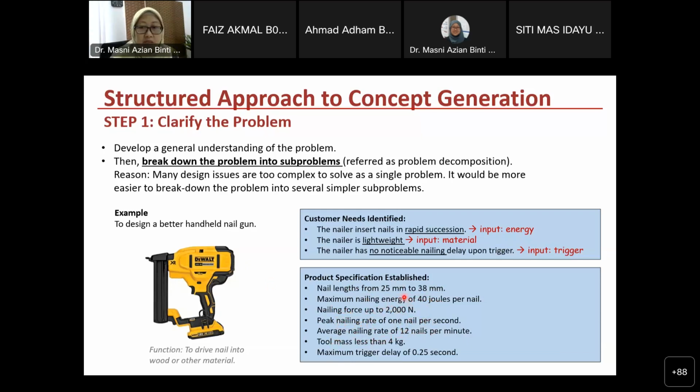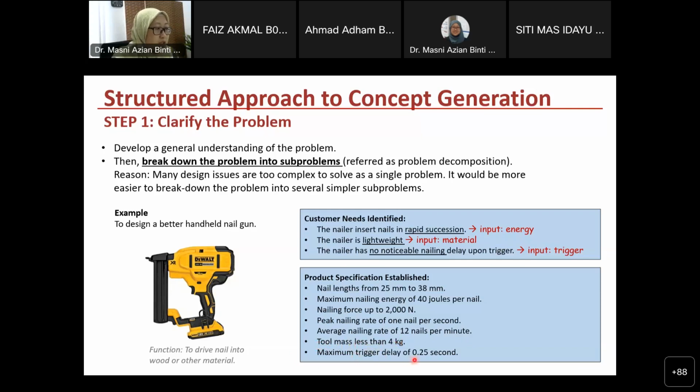So when we talk about technical specifications, there must be numbers. Normally there are numbers to support that particular activity. Okay, so earlier, for lightweight, we put a limit in the product spec. Lightweight, how light is light? So it specified total mass must be less than 4 kilogram. Okay, that is how we define a lightweight nail gun.